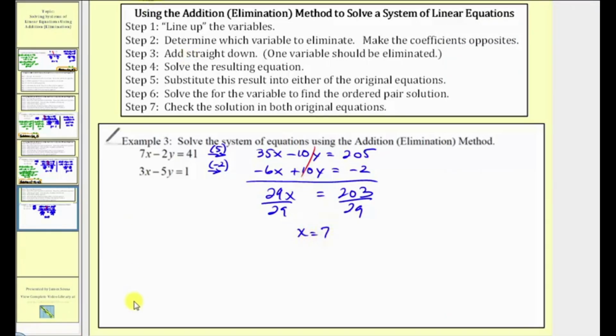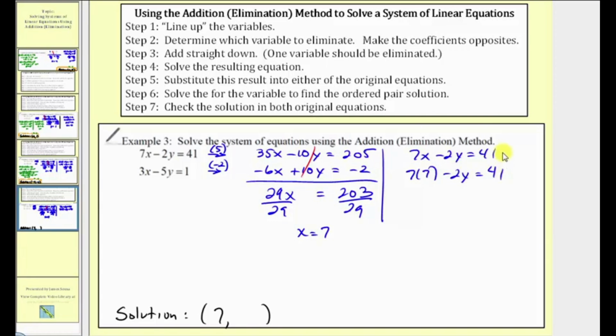So for our ordered pair solution, x comma y, we know the first value is 7. So we just completed step 4. Step 5, we substitute the result into either of the original equations. So let's substitute 7 for x in our first equation. So using 7x minus 2y equals 41, we'd have 7 times 7 minus 2y equals 41.